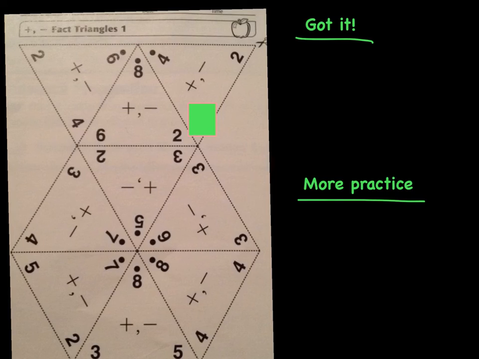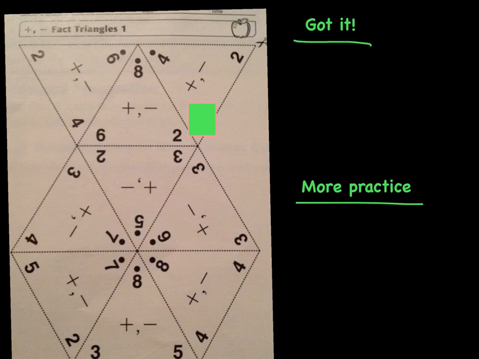That one I got in a snap, so once I'm done practicing, I would put it in a got it pile. I also have a more practice pile for ones that I don't get quite in a snap. So I'm going to work to sort all of my triangles into either the got it pile or the more practice pile. Then when I'm finished sorting all of the cards, I'm going to go through my more practice pile another time and maybe even another time so that I can work on getting those facts in a snap.